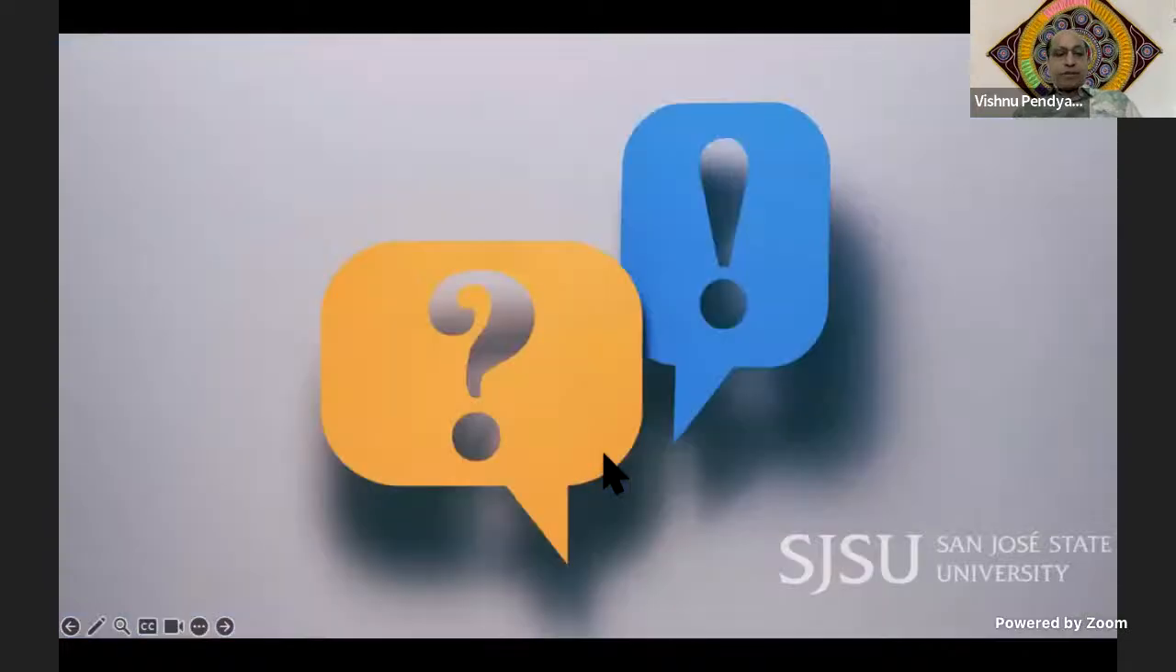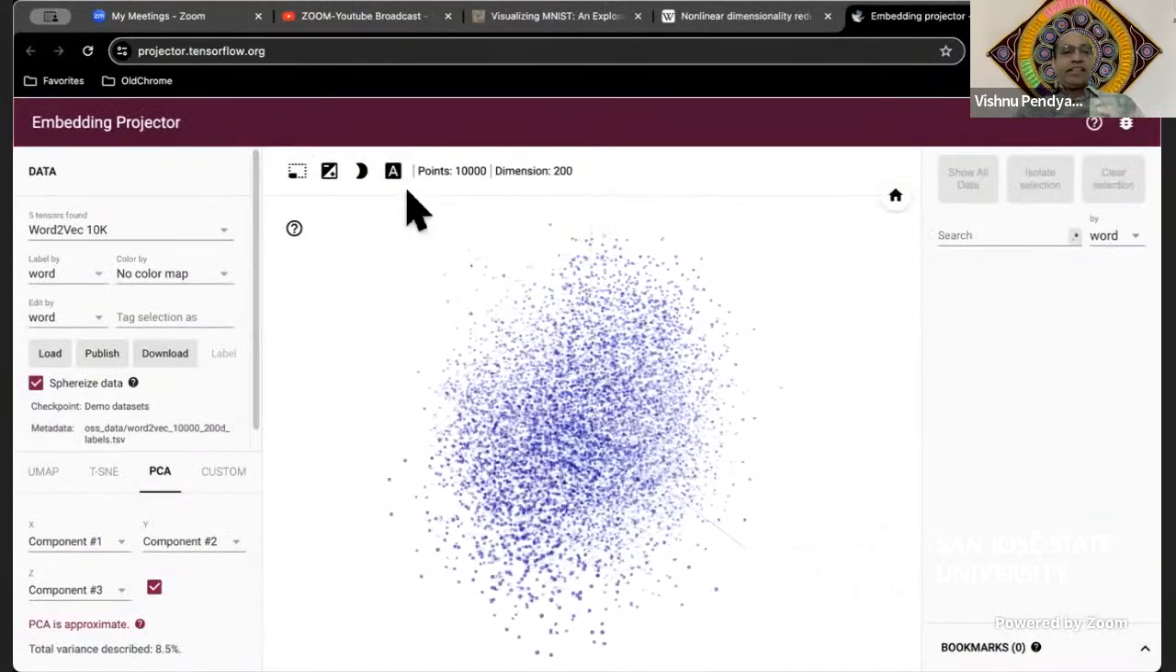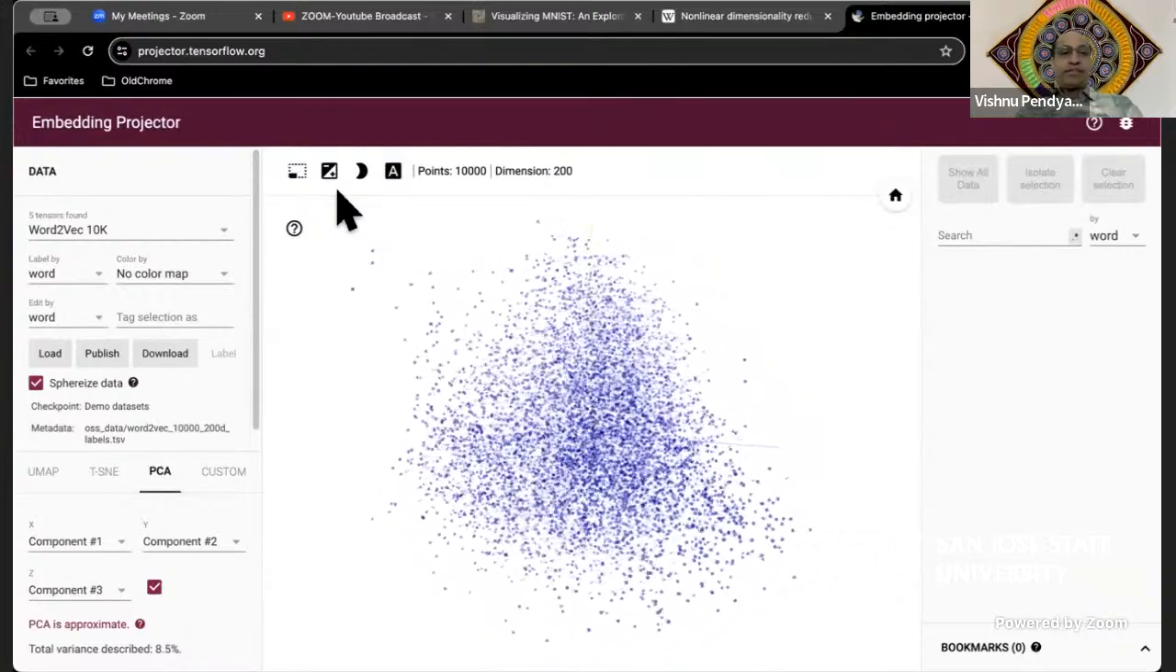And before going to questions, I just want to share my Chrome browser to show you some demos. So this is the visualization. This is a very nice visualization using TensorFlow.